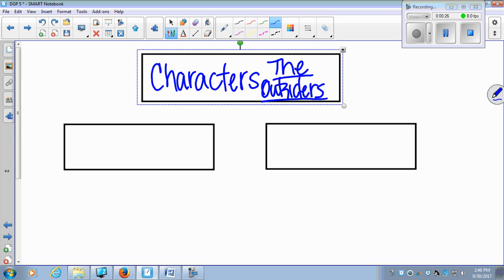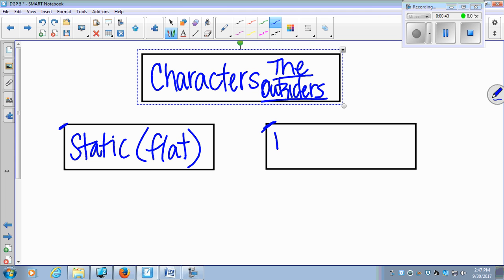Here we have characters, and characters are often grouped into two things, and that's why we have two boxes here. We're looking at the characters in two different types. We're looking at static characters, which students sometimes know as flat characters, and dynamic characters, which are often called round characters.